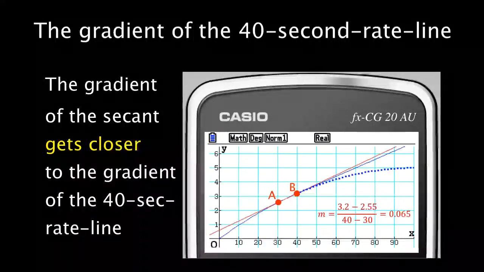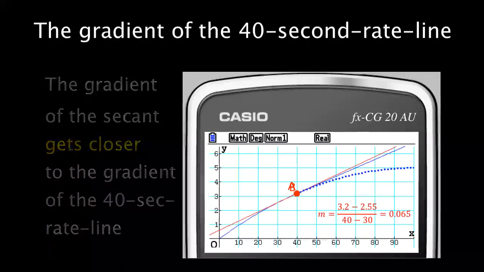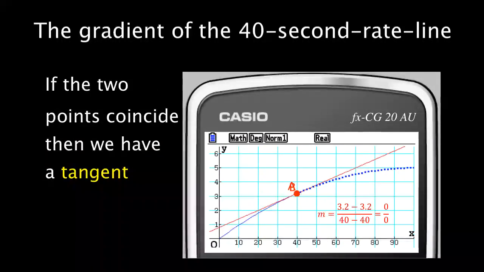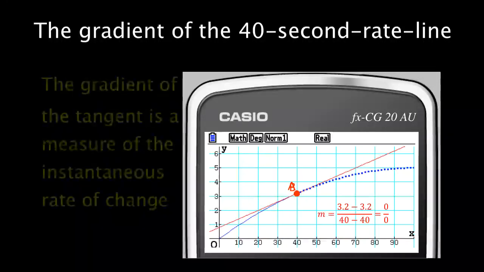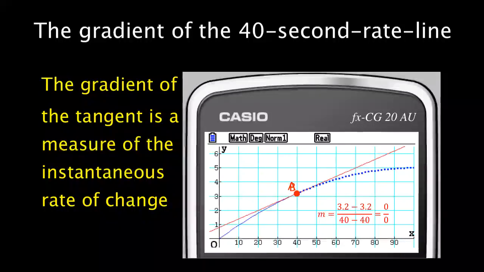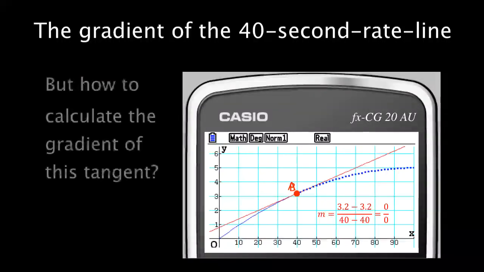What a neat idea. In fact, if point A coincides with point B, I think we might have a single straight line, a tangent in fact, the gradient of which is a measure of R of 40, the instantaneous rate of flow at the 40-second mark.